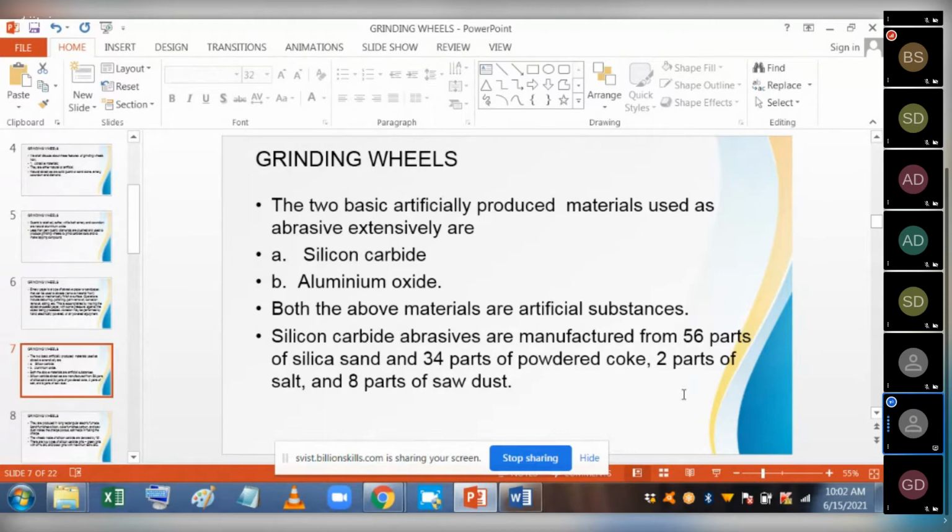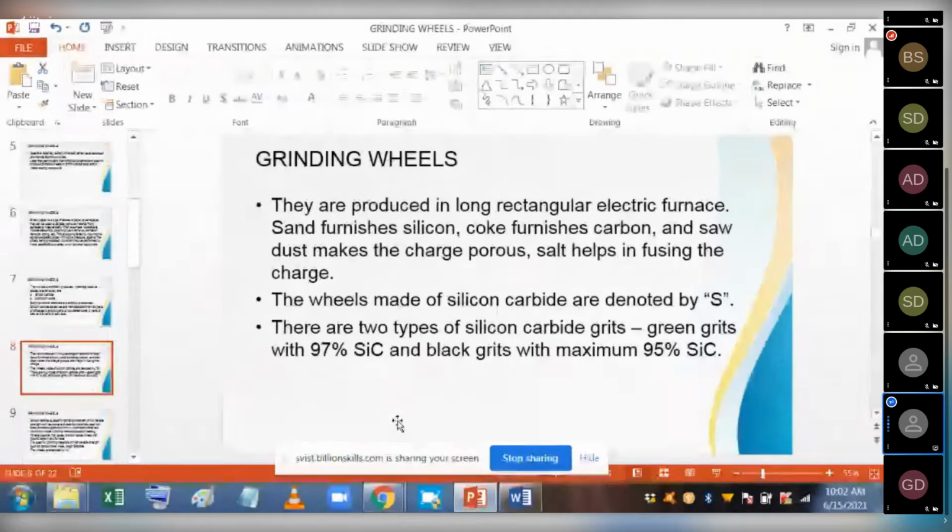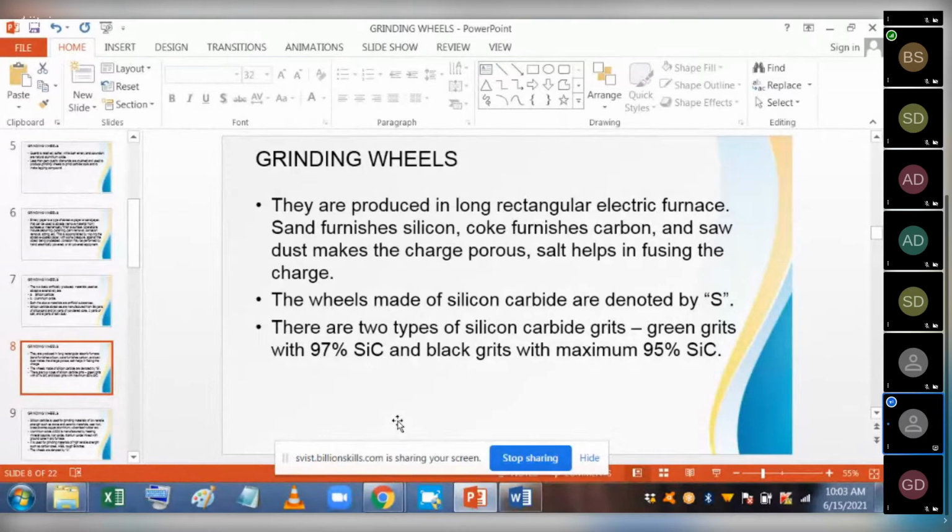Silicon carbide abrasives are manufactured from 56 parts of silica sand, 34 parts of powdered coke, 2 parts of salt, and 8 parts of sawdust. They are produced in a long rectangular electric furnace. Sand furnishes silicon, coke furnishes carbon, and sawdust makes the charge porous. Salt helps in fusing the charge. The wheels made of silicon carbide are denoted by capital S. There are two types of silicon carbide grits: green grits with 97% silicon carbide and black grits with less than 95% silicon carbide.